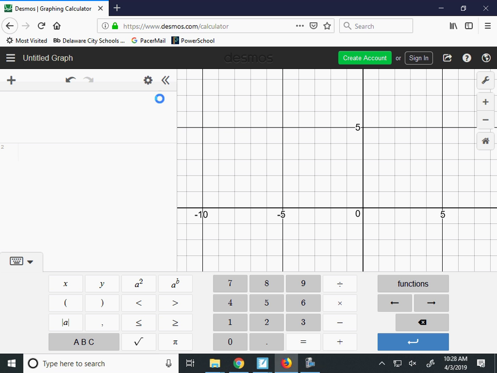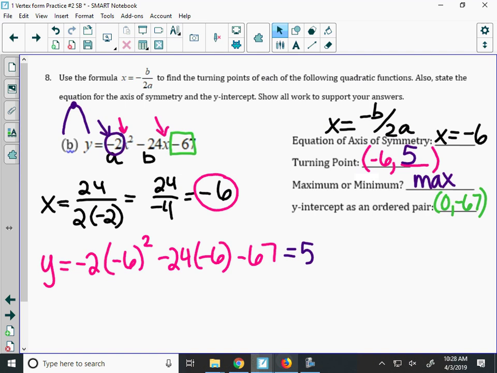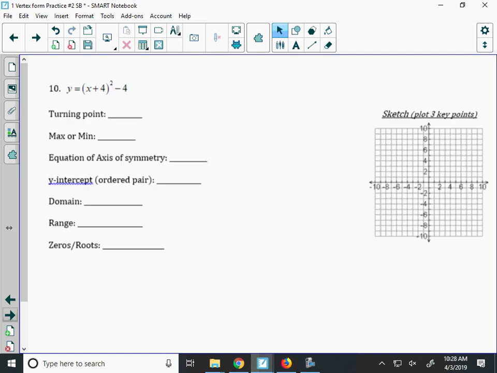All right, last problem we're going to do. Number 10. You have to graph the parabola and identify the information. So we're going to start with (x + 4)² - 4. Now the turning point, we just talked about this back in number 7. The turning point is the same as the vertex.